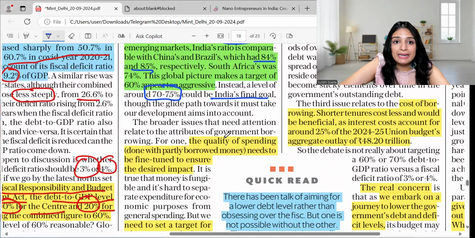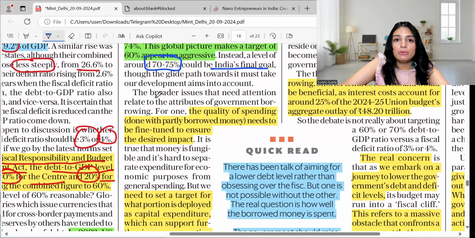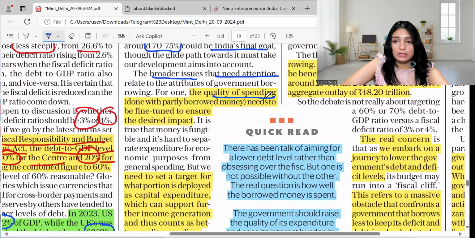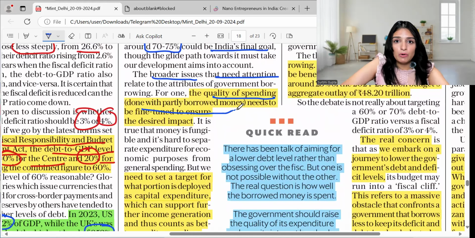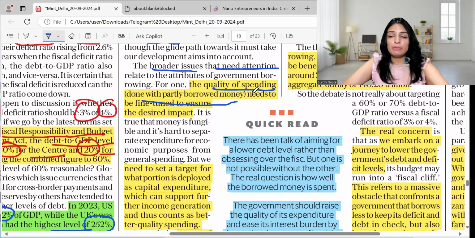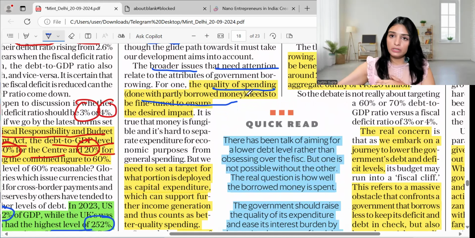The broader issues that need attention relate to the attributes of government borrowing. Number one is the quality of spending. The quality of spending, done with partly borrowed money, needs to be fine-tuned. If you're borrowing to spend on your day-to-day expenses, that's stupid. If you're borrowing, your spending should go towards meeting capital expenditures, so that you are working towards long-term growth and development of the country.